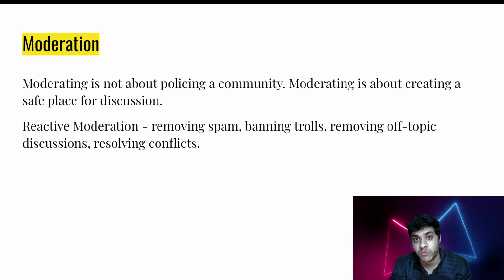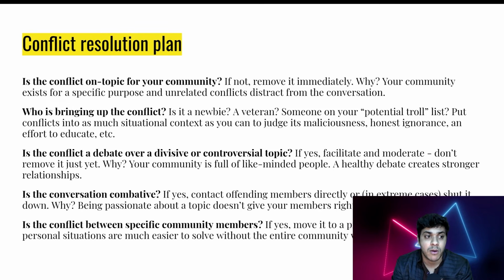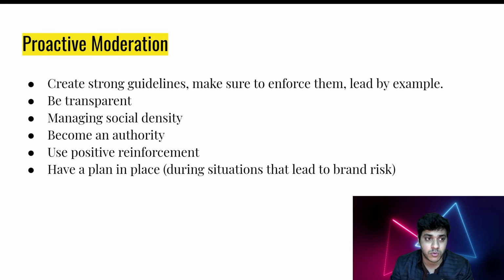There are two types of moderation. One is reactive moderation, when a certain issue happens, or there's spam, or a troll attacking your platform, or a raid. Removing all of that, you're reacting to a certain issue. That's reactive moderation. There's also proactive moderation. Proactive moderation, like we mentioned, is creating strong guidelines and making sure that what's described in those docs are not just pieces of paper, but you're actually implementing and enforcing them. You're leading by example. You're practicing what you preach.